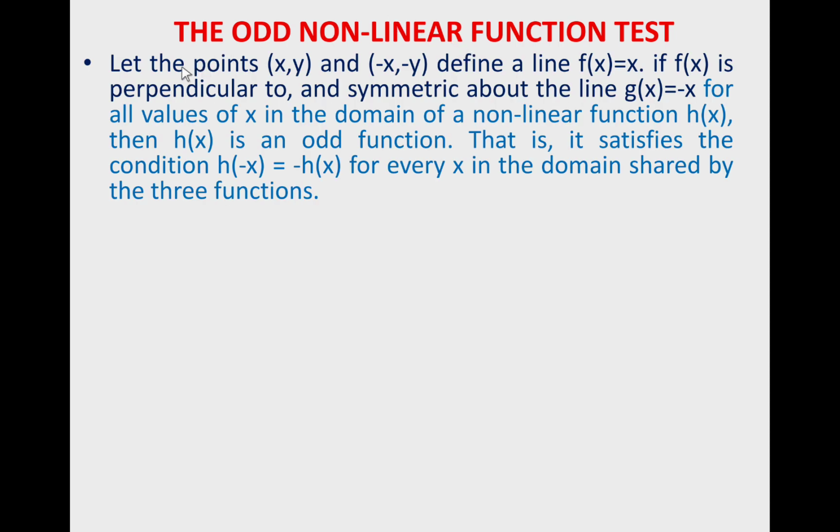Here is the hypothesis. Let the points x comma y and negative x comma negative y define a line f of x equal to x. If f of x is perpendicular to and symmetric about the line d of x equal to negative x for all values of x in the domain of a nonlinear function h of x, then h of x is an odd function. That is, h of x satisfies the condition h of negative x equal to negative h of x for every x in the domain shared by the three functions.